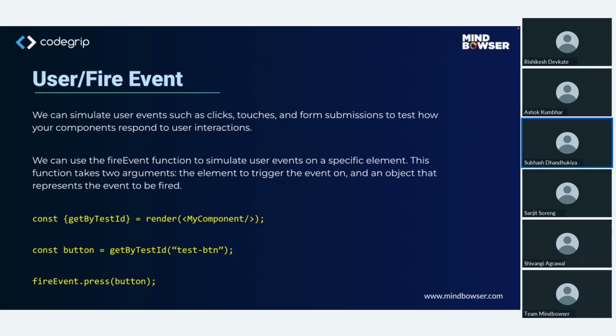The testing library provides us a fireEvent function to simulate user events on a specific element. You can see in the example, I get an element by test ID and use the press method from the fireEvent function to press the button. So Ashok will show you how the actual code looks and how it's working. So Ashok.